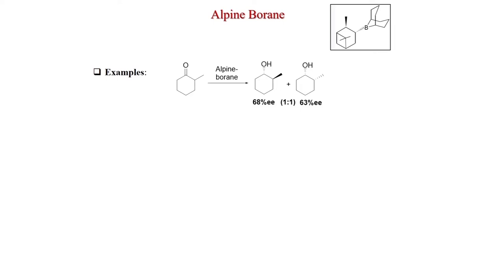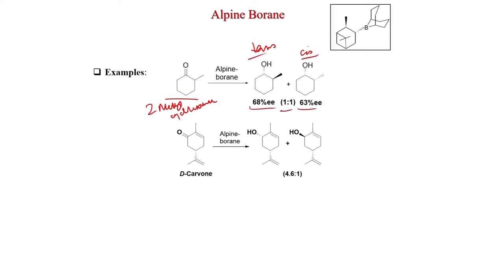Examples of reduction with Alpine borane: here this 2-methylcyclohexanone, when reduced with Alpine borane, you get both diastereomers, this is trans, and this is cis. So, trans you get 68% ee and cis you get 63% ee, and you get a 1:1 mixture of diastereomers.